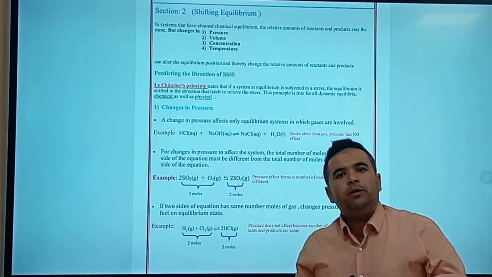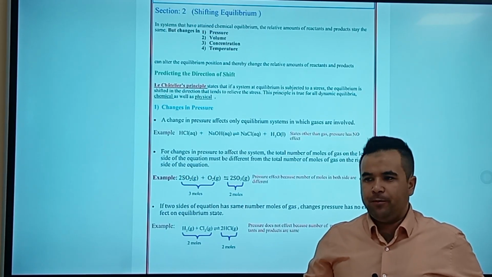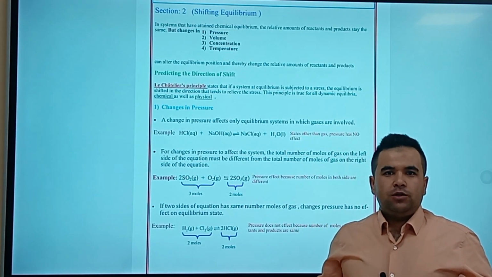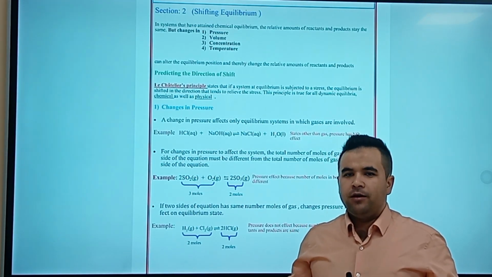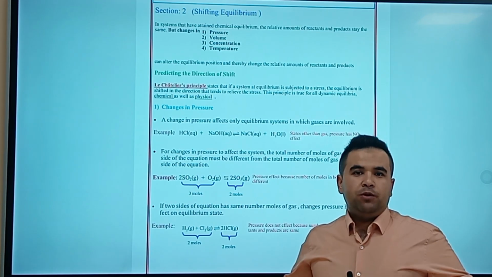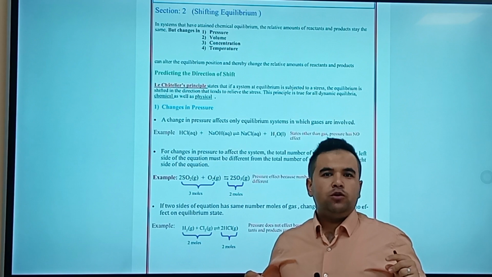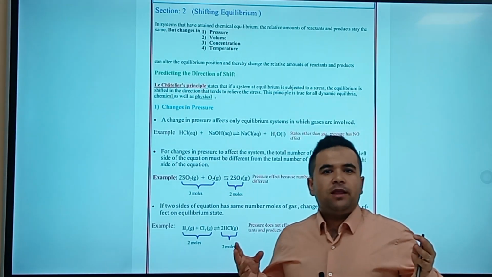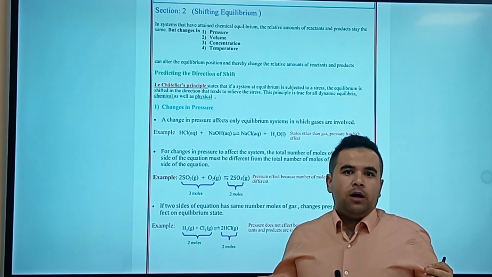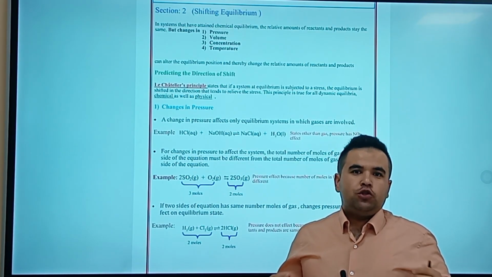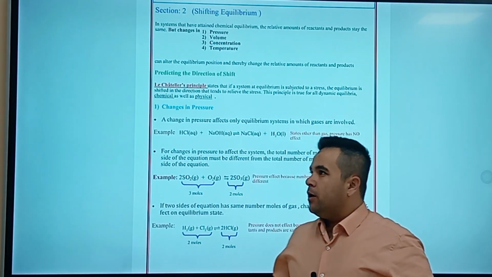In this session, I will be talking about the second section of chapter 6, which is about shifting equilibrium. In the previous session, we talked about equilibrium, we defined the equilibrium position, and we talked about the equilibrium constant as well. Today, we will be talking about those stresses that disturb the equilibrium position and shift the equilibrium toward the product or toward the reactant.